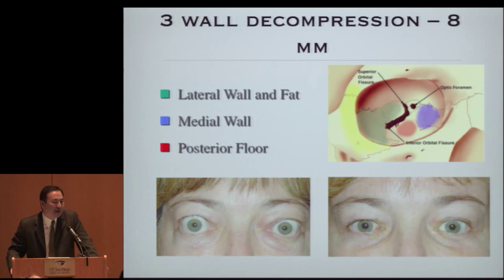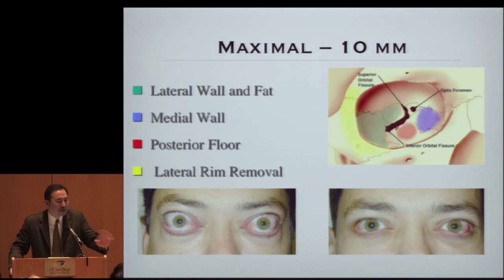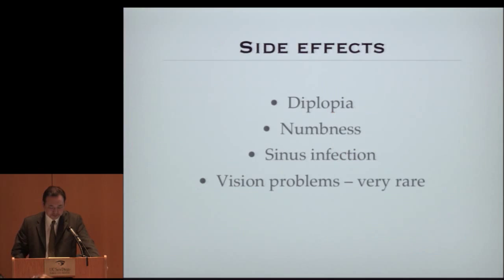Another patient here underwent a 3-wall decompression, where the 3rd wall we add on is the area shaded in red. This is the orbital floor. This gives an additional space for the eye to come back. And then in our hands, a so-called maximal decompression, where we do those 3 walls in addition to the area shaded in yellow here, allows us to get the eye back as much as 10 millimeters.